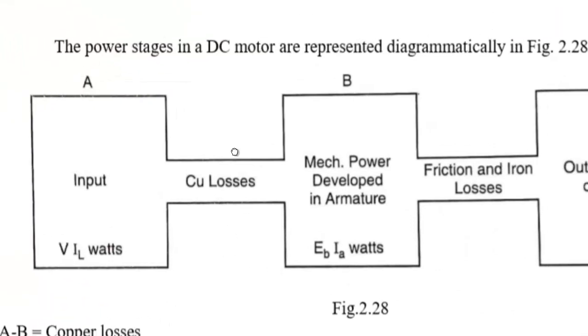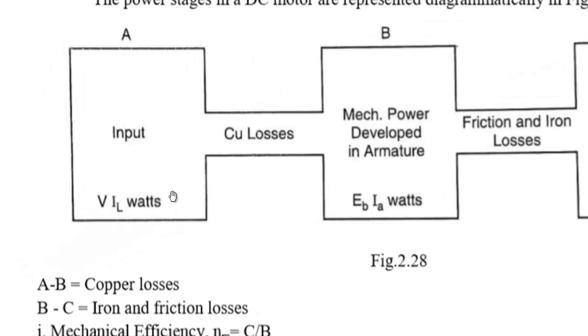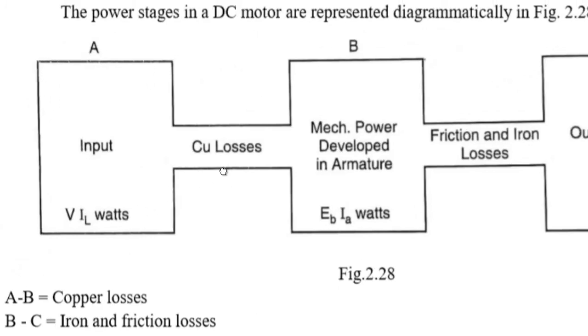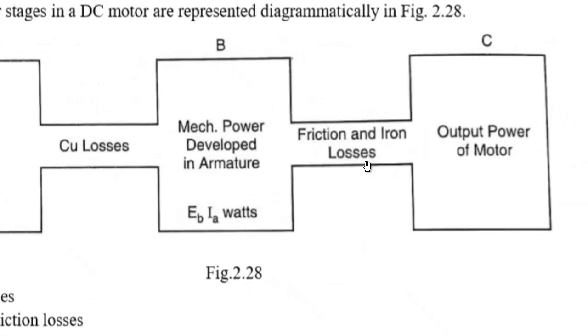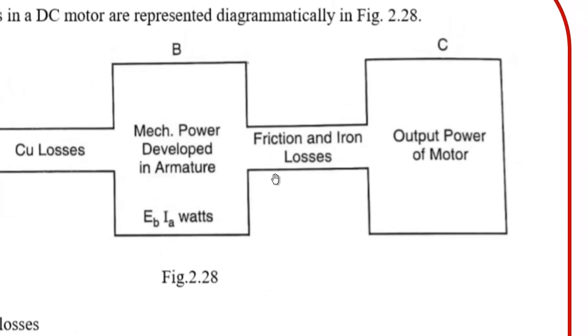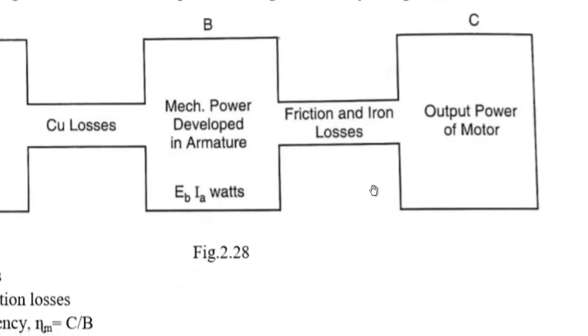So, these are the power stages in a DC motor. This is the input. After copper losses, this is the mechanical power developed in the armature. By subtracting the friction and iron losses, you get the output power of the motor here.